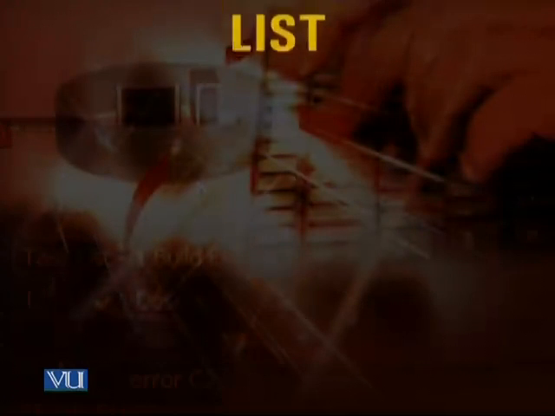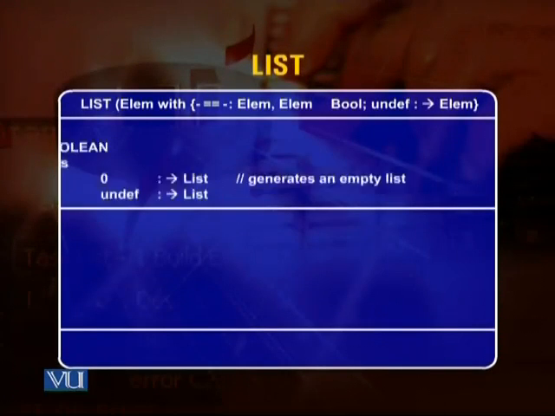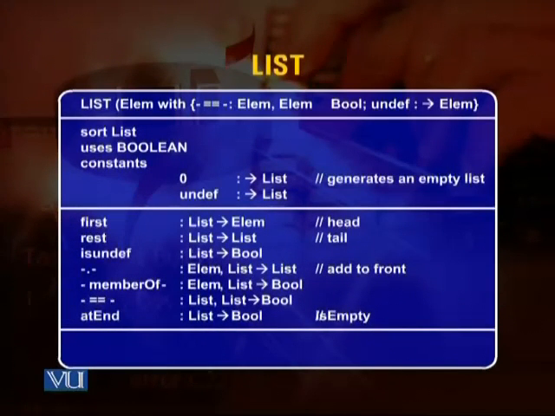We have the list that we have seen earlier on, but once again, I would just very briefly go over the signature part. The first of list takes the list and gives the first element at the top of the list. The rest of the list takes the list and gives us a list back after chopping the first element from the list. Is undef tells us whether the list is defined or not. This dot takes an element and a list and adds the element to the front of the list and gives the list back. The member of function takes an element and a list and tells us whether this element is a member of the list or not. Equality takes 2 lists and tells us whether 2 lists are equal or not. At end takes a list and tells us whether the list is empty or not.